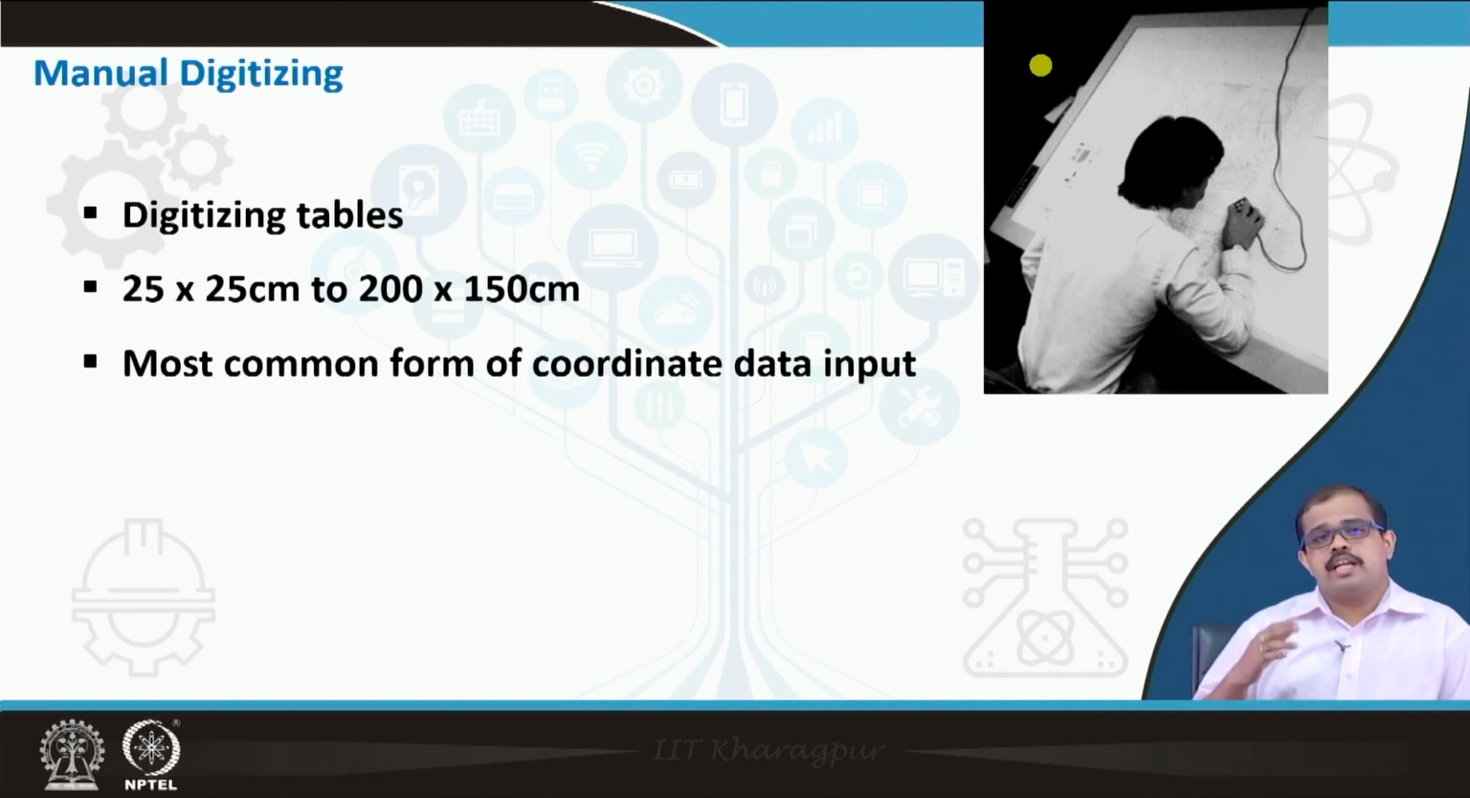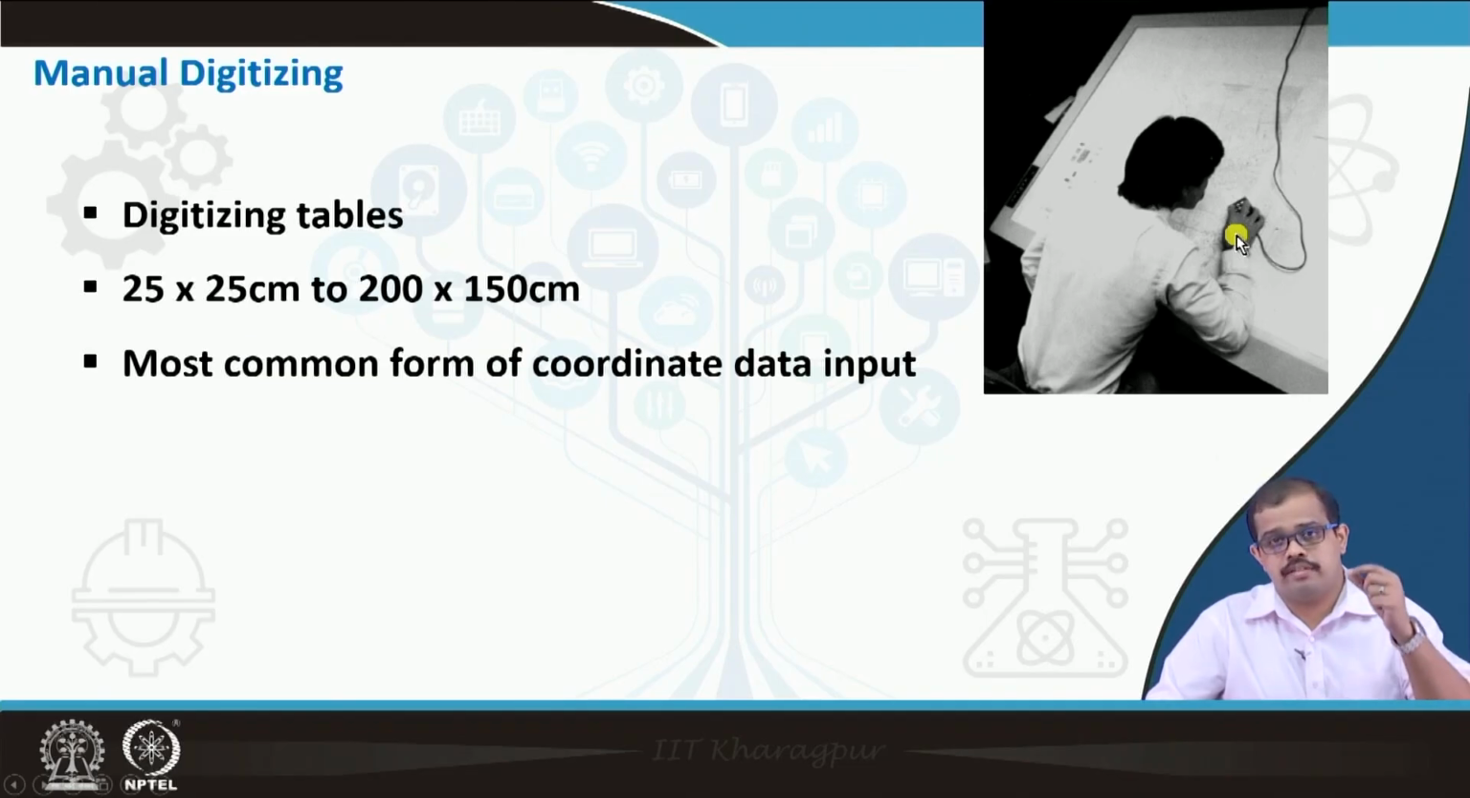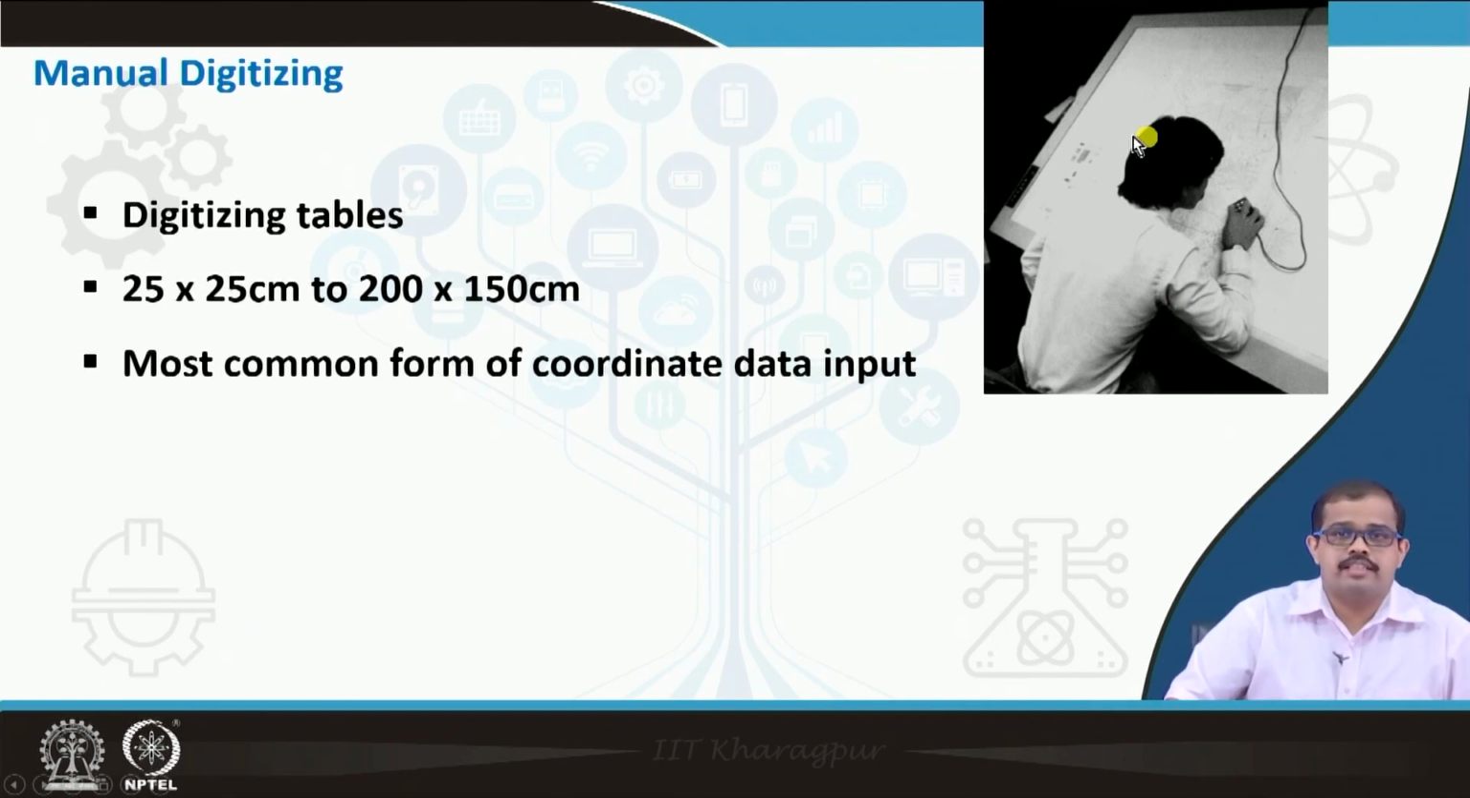These can be 25 by 25 centimeter tables to 200 by 150 centimeter tables. So you have a digitizer. If you see in this person's hand, this is a digitizer, which has electronic signals. As you move and click on a particular position, a single click gives you a point. If you click and move on and stop at a particular point, it gives you a line segment. If you move around the entire polygon, it gives you the entire polygon. So that is how you start digitizing using the manual digitizing tables.